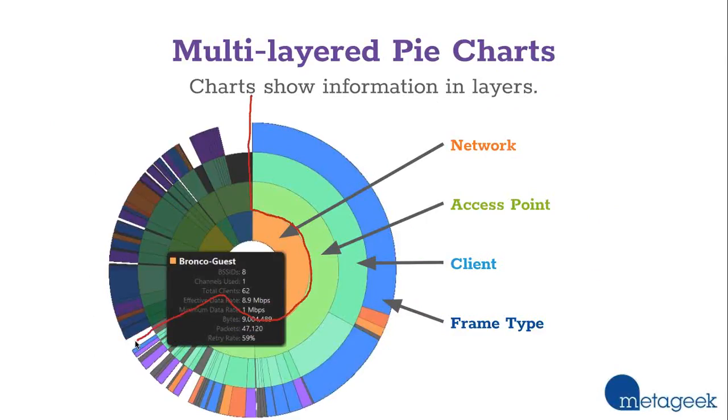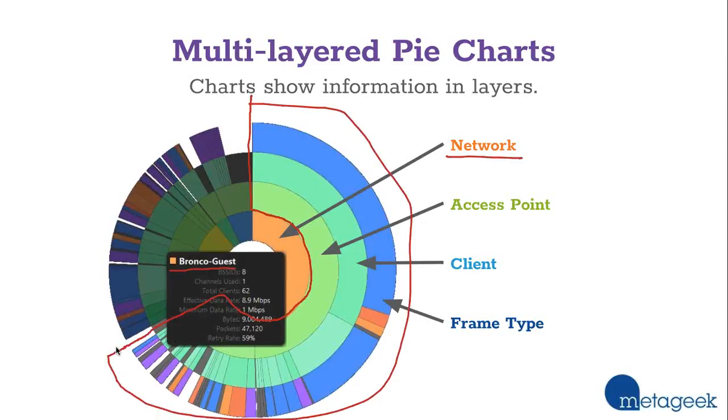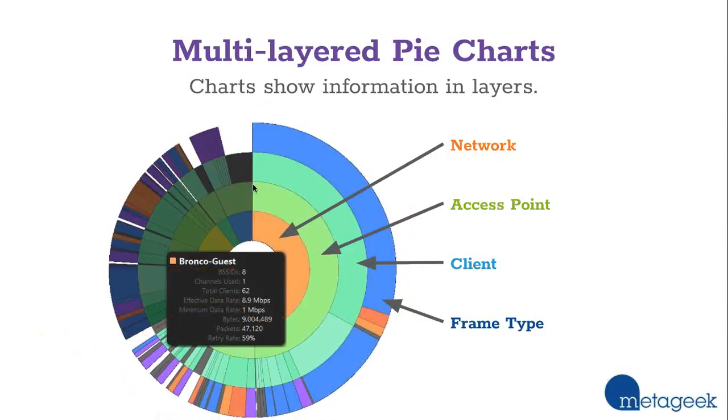Now we can see here that we've got this network here called Bronco Guest, and it's used up about 2/3 of the total amount of airtime that was used on this channel. So that network used up about 2/3. We go one more layer out, and now we're looking at the individual access points. Now here we can see, the hover's kind of obscuring it just a little bit, but there's at least 2 separate access points that are part of Bronco Guest that we heard on this channel.